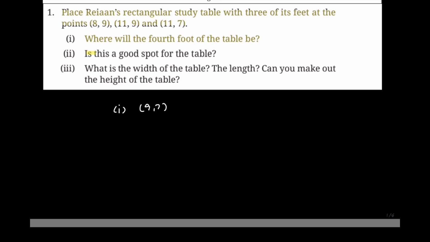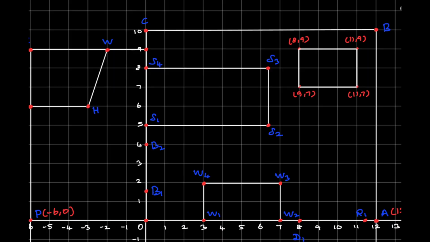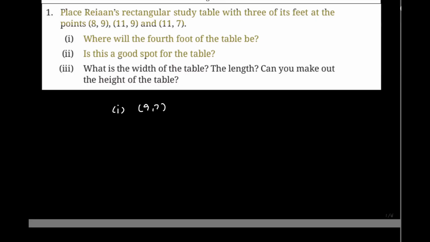The second question is, is this a good spot for the table? See this graph. Yes, the table is located at the corner of the room. Yes, this place is a very good place for the study table. So the answer for the second question is yes, this is a good spot for the study table.